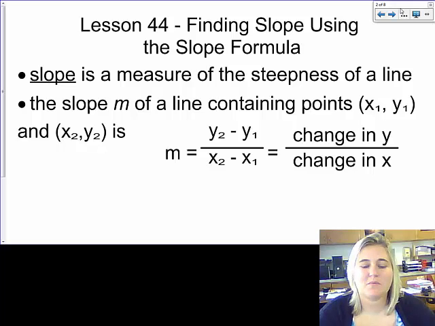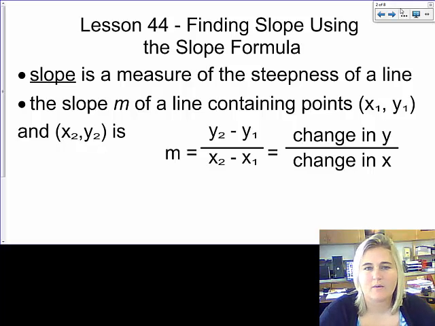Lesson 44, Finding Slope Using the Slope Formula. The best part about today's lesson is that we've already talked about the slope formula in a previous lesson, because I think it's best to just go ahead and give it to you because it's a surefire way to figure out the slope when you're dealing with 2 points. And so today is basically going to be a review and a practice of what you already know.